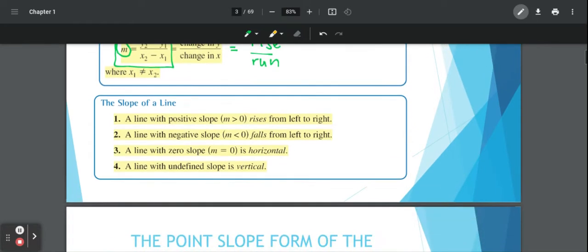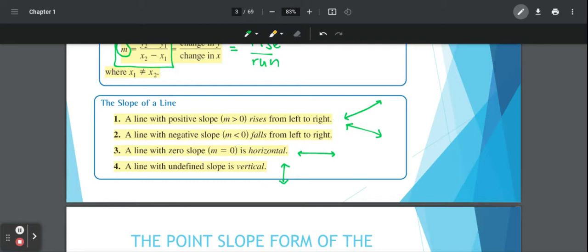Remember, with the slope of a line, if the slope is positive, it increases from left to right. If the slope is negative, it decreases from left to right. A zero slope is horizontal, and a line with an undefined slope is vertical.